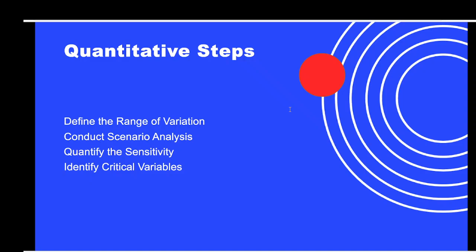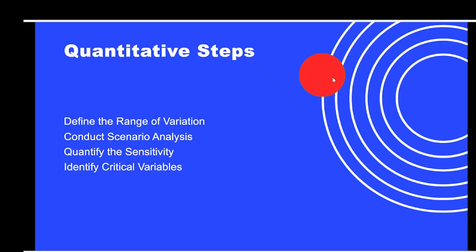Now, for the quantitative steps, the first step is defining the range of variation. So we define this range for each key input variable by determining a realistic and relevant range of those values. Some key input variables could be historical data, forecasts, or any kind of what-if scenarios.